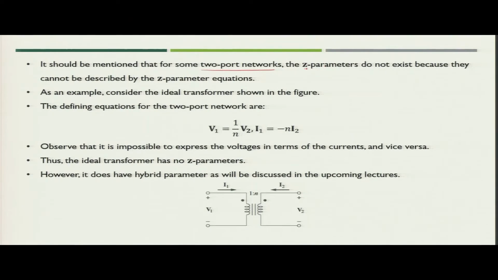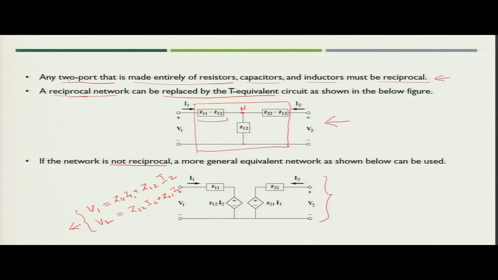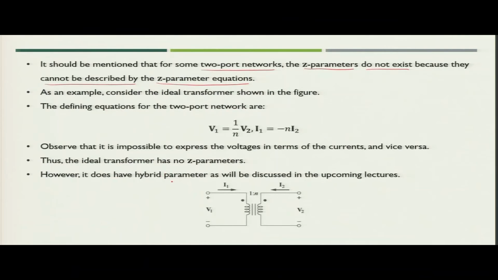Now, a few more things which we have to understand for two port networks. The Z parameters do not exist for some of the two port networks, because they cannot be described by the Z parameter equations which we saw. If you cannot represent the two port network with the help of these two Z parameter equations, it means that those two port networks cannot be represented in the form of Z parameters. Now, what can be the example?